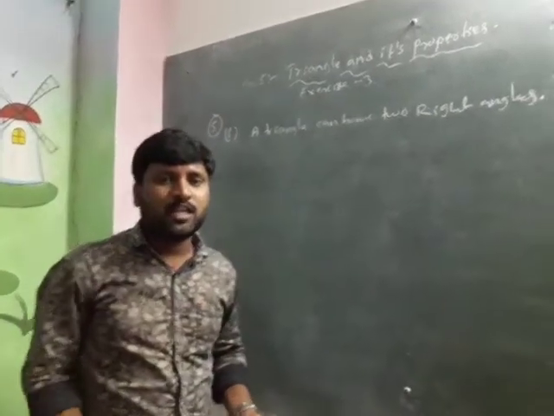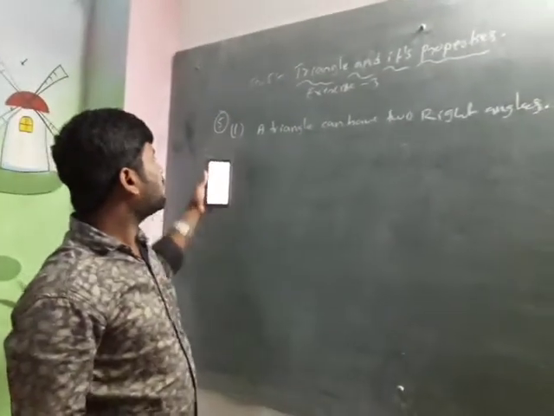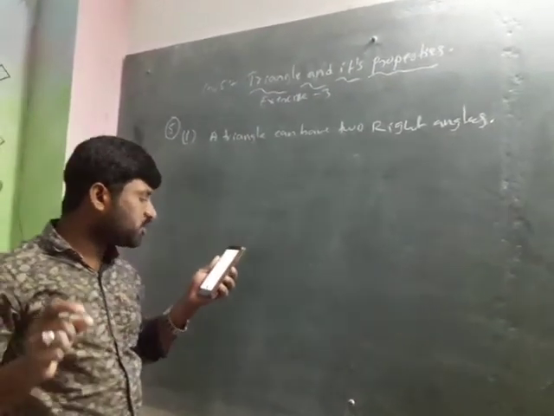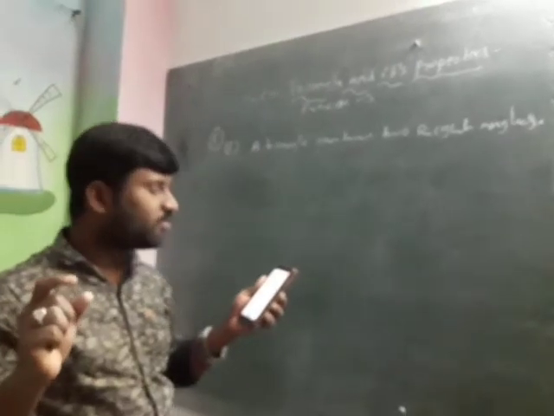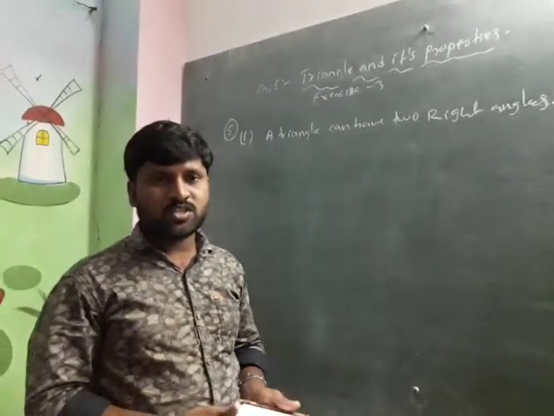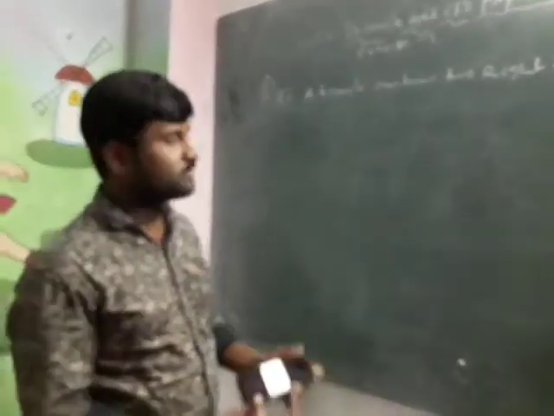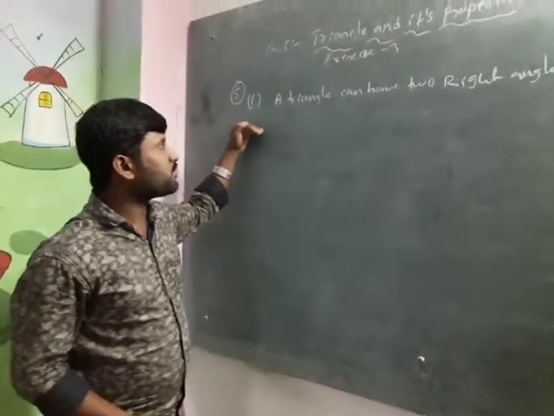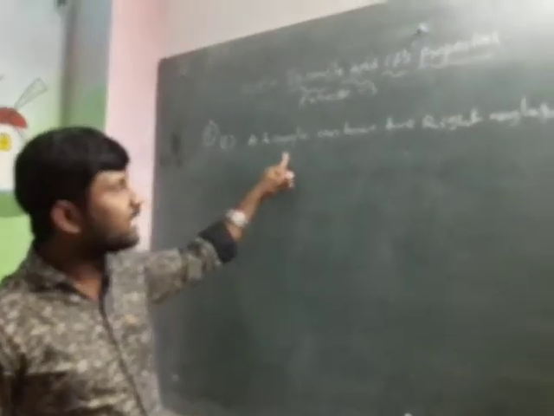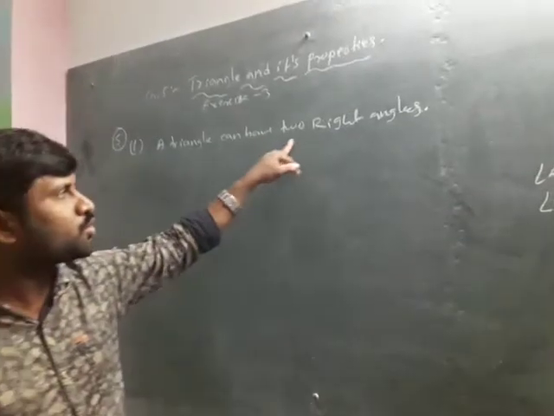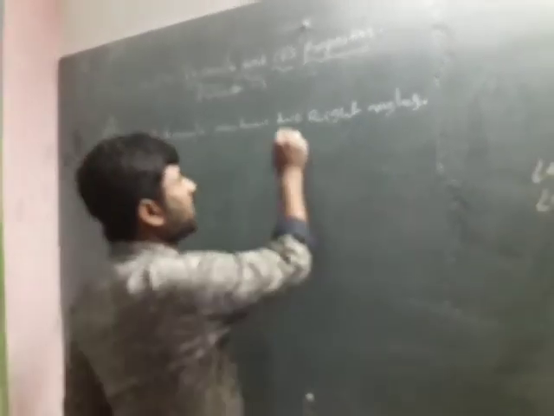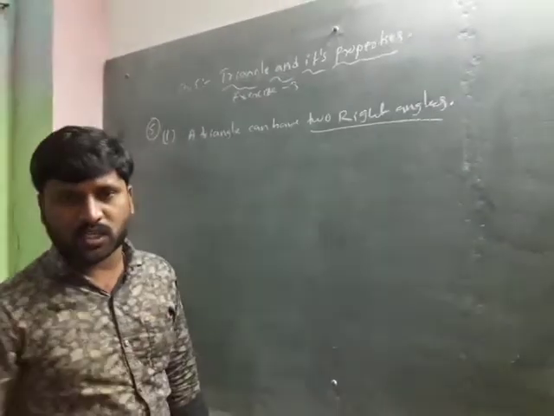Okay students, now the fifth question is: state true or false for each of the following statements. This is the first statement: a triangle can have two right angles. అంటే ఒక ట్రయాంగిల్ లో టూ రైట్ యాంగిల్స్ ఉంటాయా?